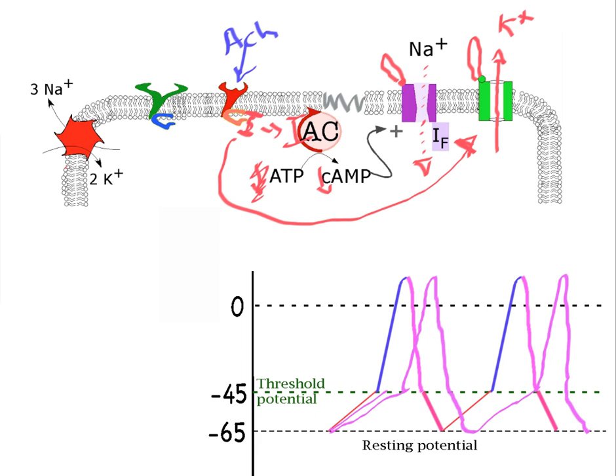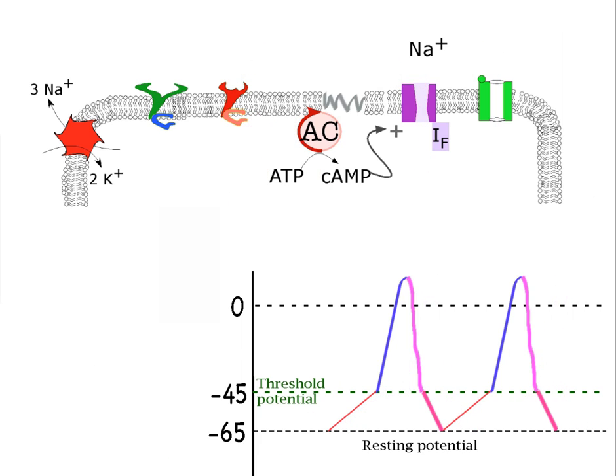Okay, so duration of pacemaker potential sets the pulse. The longer the duration, the slower the pulse. The molecules that are involved include two neurotransmitters, one from the sympathetic system called noradrenaline or norepinephrine, one from the parasympathetic nervous system called acetylcholine.